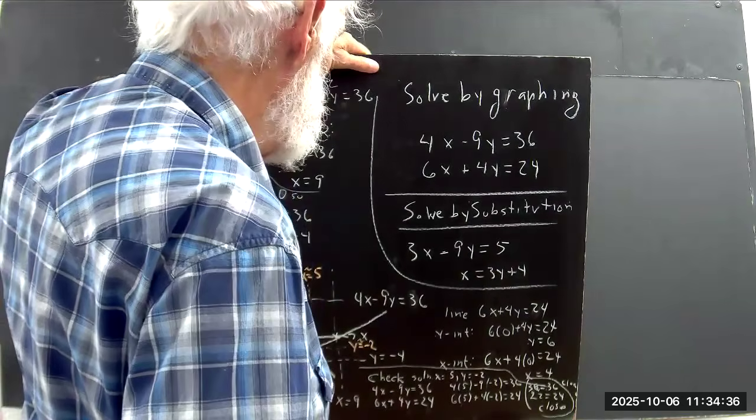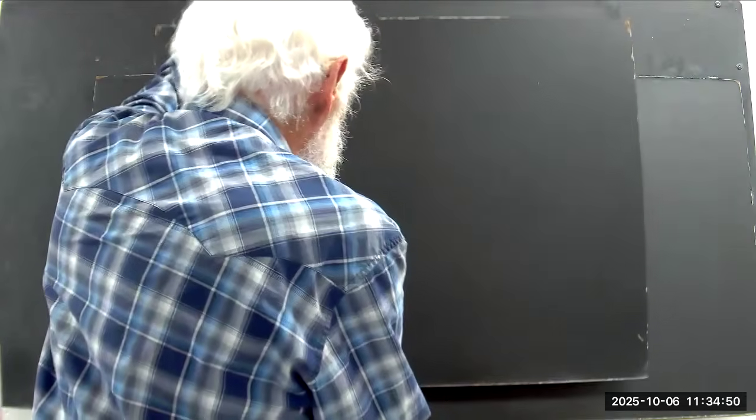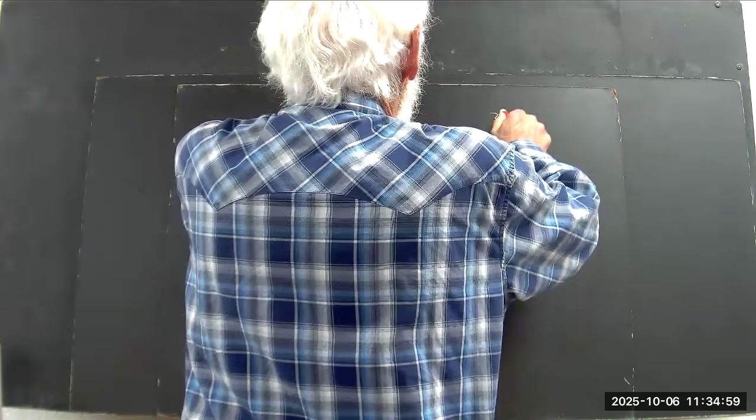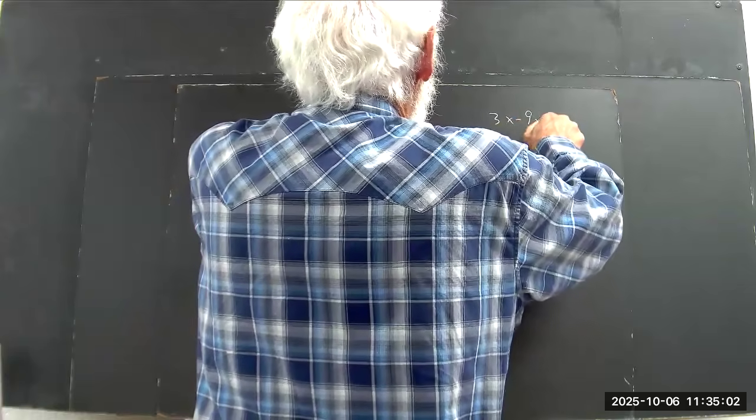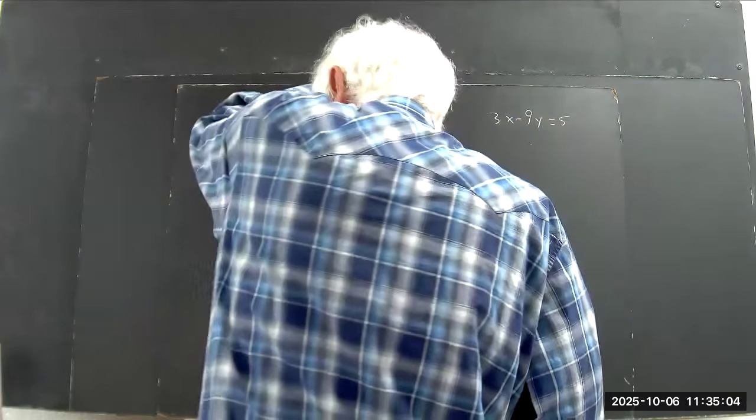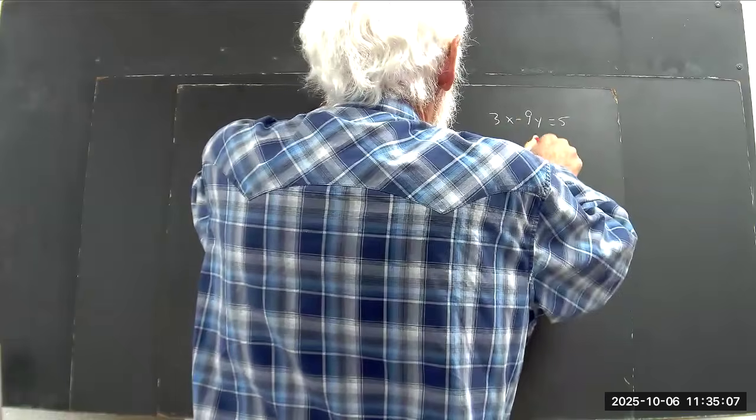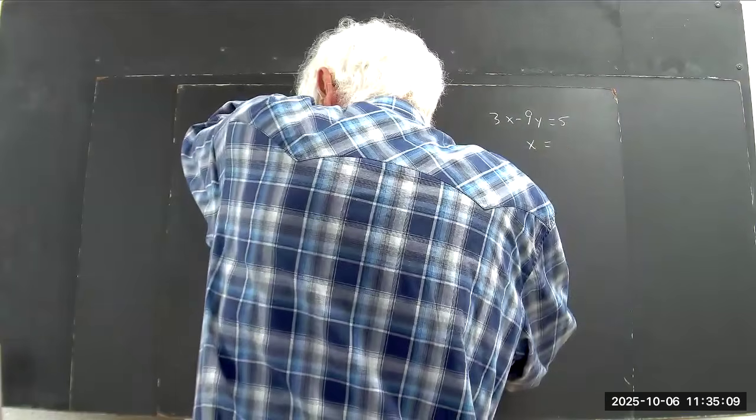Now, the second equation we solve by substitution. And in a little while, we're going to come back and solve that first equation by elimination. But right now, take our second system and solve by substitution. We have 3x minus 9y equals 5. And x equals 3y plus 4.